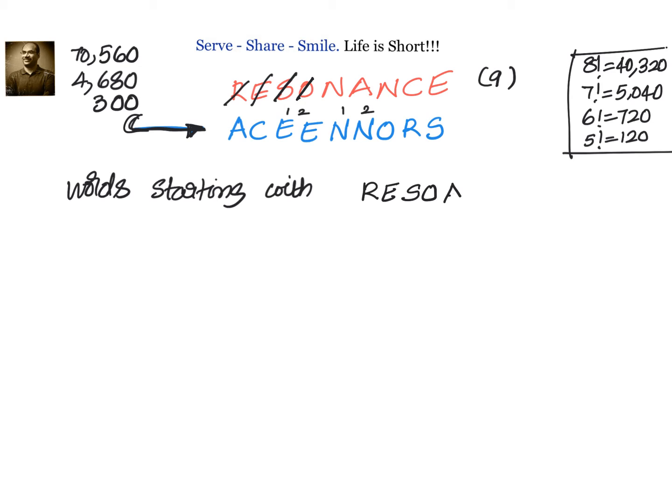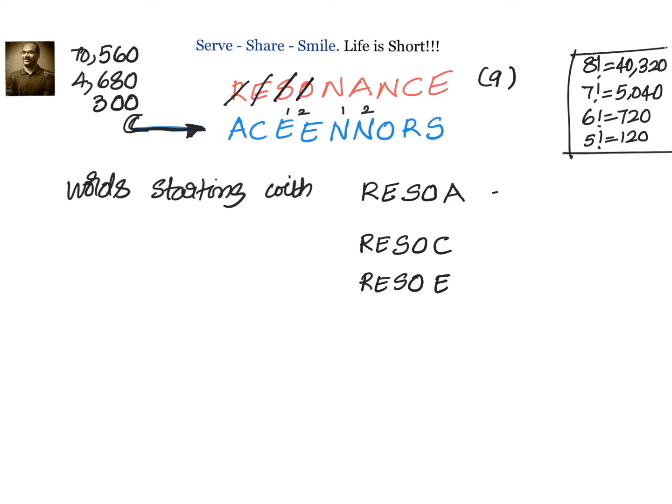Now I go to alphabetical order. I first see E, but what we want after O is N. That means I have to cross RESOA. I have to cross RESOC. I have to cross RESOE. Then only I will go to RESON.